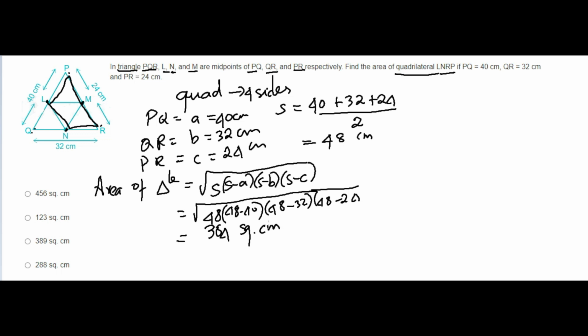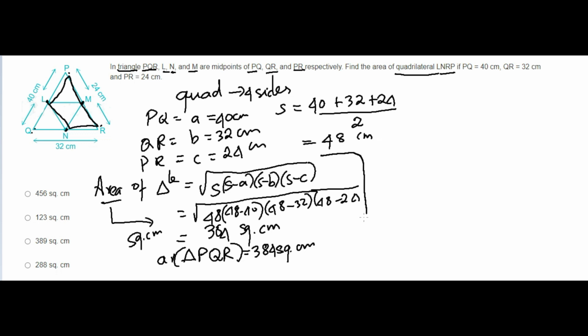Area means you have to use square centimeter as the unit. So the area of the full triangle PQR is equal to 384 square centimeter.